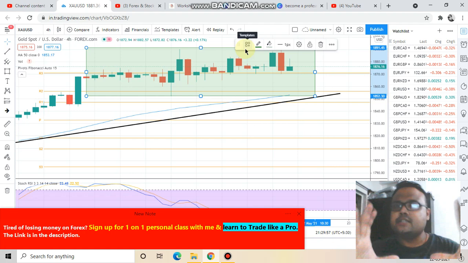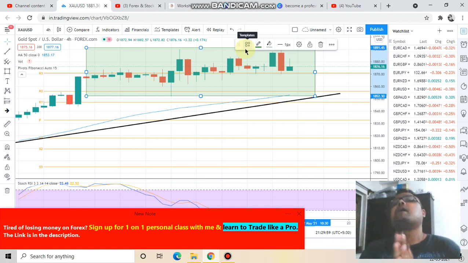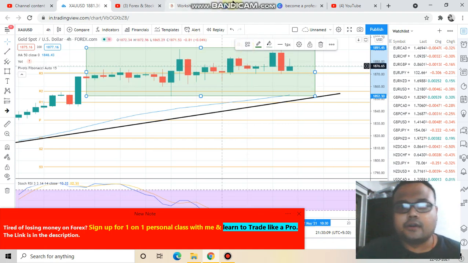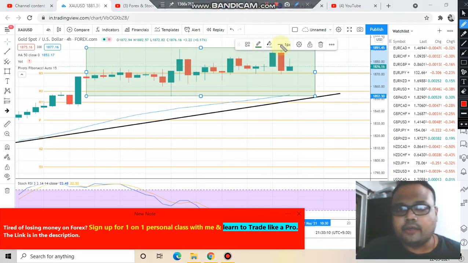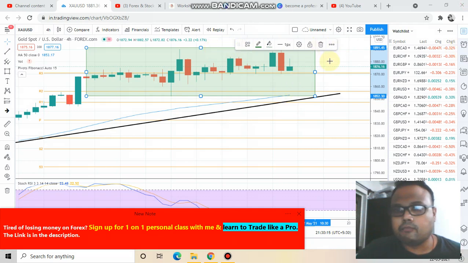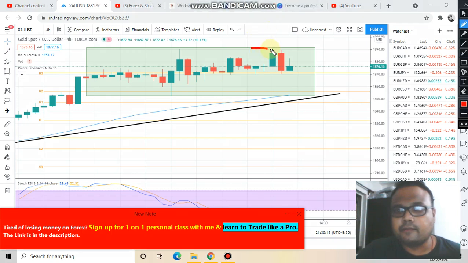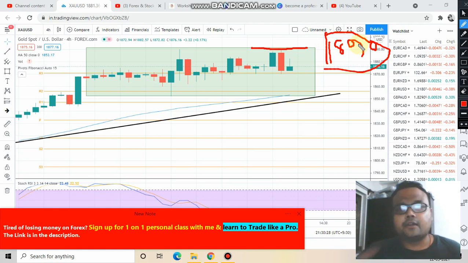But if we just look at the present portion of the market, then we can easily see that market is in a tight range, and there is no doubt about it. You can clearly see market is in a tight range. Therefore our second trading opportunity will be to wait for the market to cross this particular level, the 1890 level.